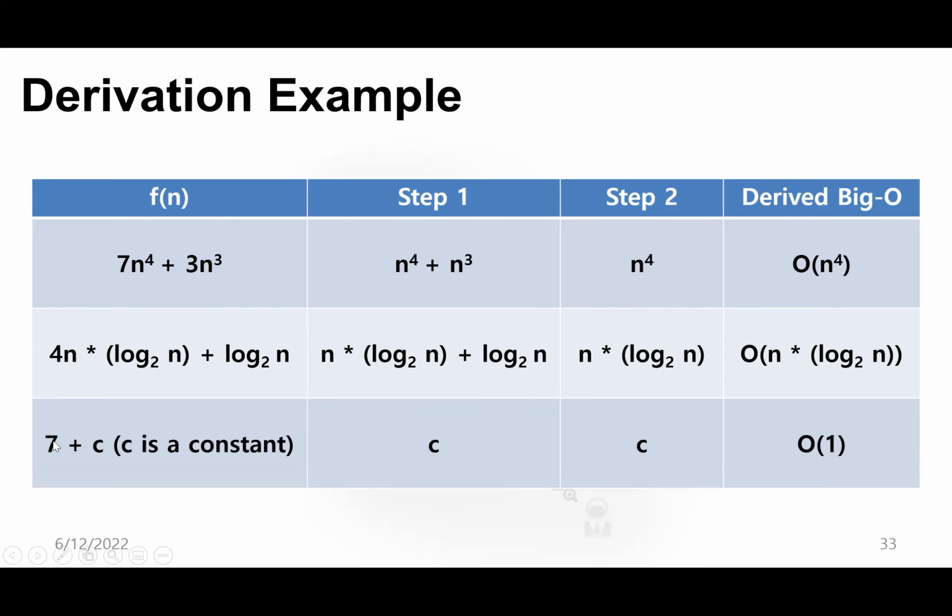Okay, how about if you get something like this? You don't have n. Your formula, or your Fn, is 7 plus C only, where C is a constant value. Okay, it's not your data size, it's a constant one. Then step 1, remove all the coefficients, you remove 7, you're left with C. And then step 2, of course you remain with C only. But when you write your big O, you don't put order of C, you put order of 1.